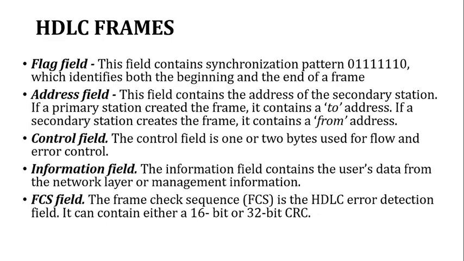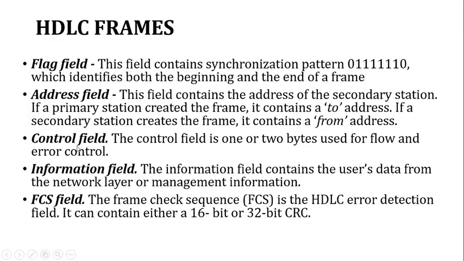The flag field contains the synchronization pattern 01111110, which identifies both the beginning and the end of a frame. That is the main use of the flag field. Then the second one, the address field. This field contains the address of the secondary station. If a primary station created the frame, it contains a to address. If a secondary station creates a frame, it contains a from address. So that is the address field.